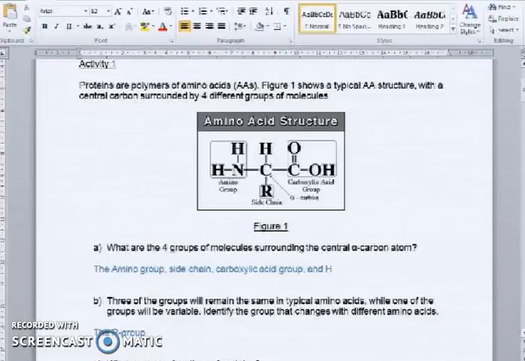Straightforward. What are the different groups that you see? Anyone? Amino group? Hydrogen? Side chain, okay, the R group side chain. And the carboxylic acid, which is why we call it the amino acid. Amino acid, so you have the amino group and the acid group.